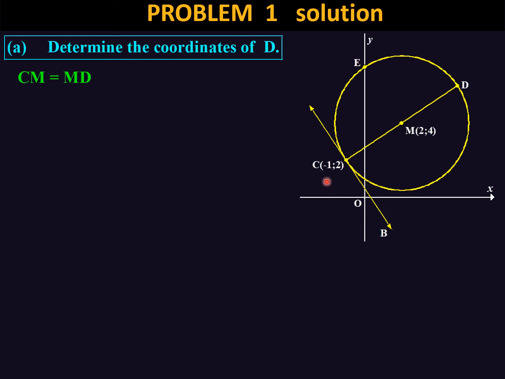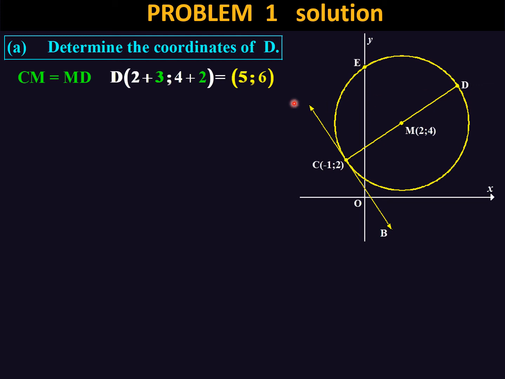So let's look at the C and the M. Let's focus on the X coordinate first. A -1 is transformed to a 2. What do we do with -1 to become a +2? Correct, we add a 3. So I have to take 2 plus 3, and then I'll get the D value. So 2 plus 3 is 5. Let's look at the Y coordinate. The 2 is transformed to a 4. So I add a 2. Add another 2. That's 4 plus 2, which is 6. And there's the coordinates of D.